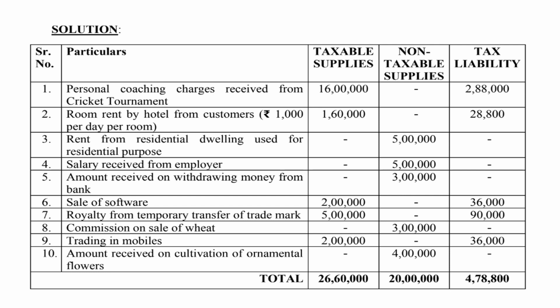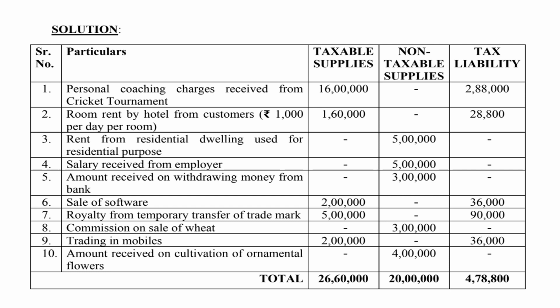Now see, personal coaching charges received from cricket tournament. Yes, this is a taxable supply, so you will put your 16 lakh. Then you have to take 18% GST on this, so your tax liability will be 2,88,000. So personal coaching charges received from cricket tournament is a taxable supply, and 18% GST will be there. Your tax liability will be 2,88,000.